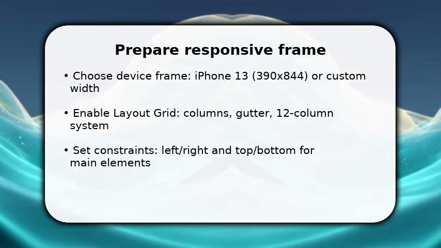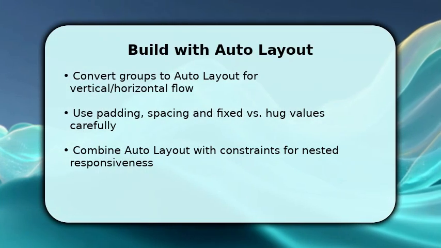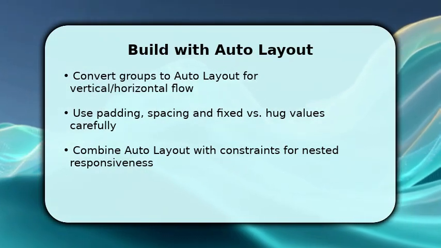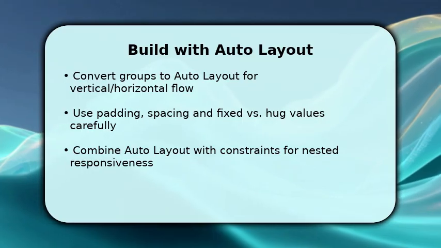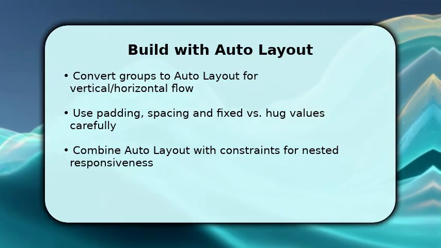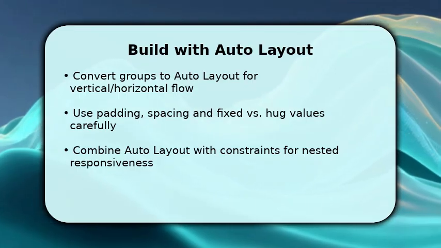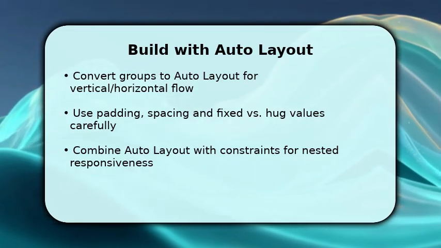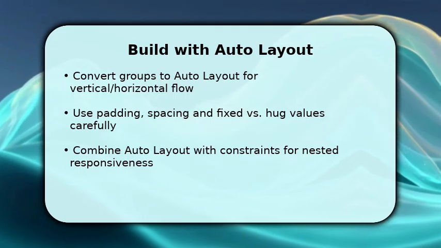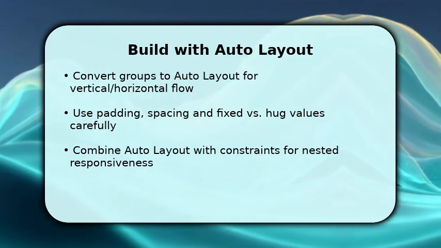Now you'll convert components and groups into auto layout frames so elements flow naturally. Use horizontal auto layout for nav bars and vertical for stacked content. Set padding and spacing values to keep rhythm. Decide when children are fixed, fill container, or hug contents. This determines how they compress or expand.